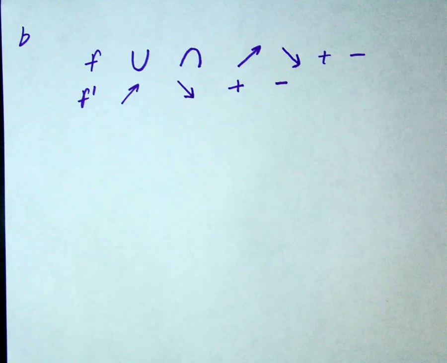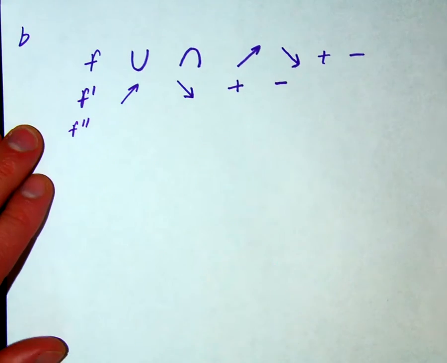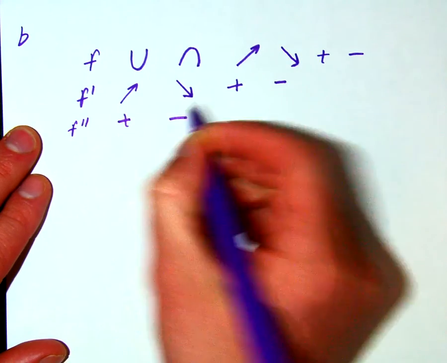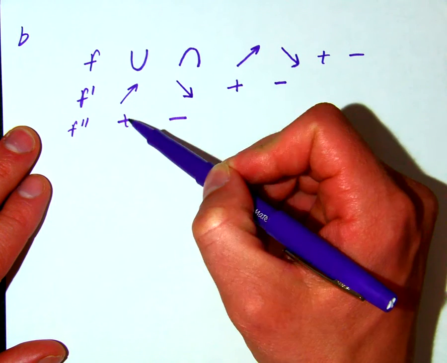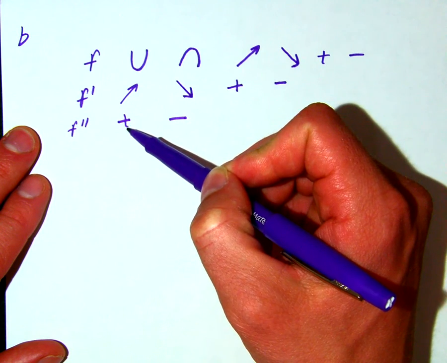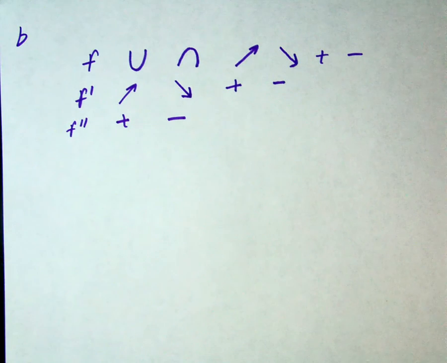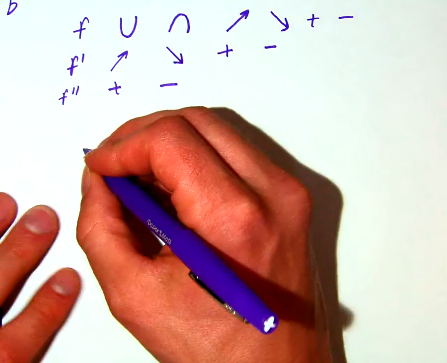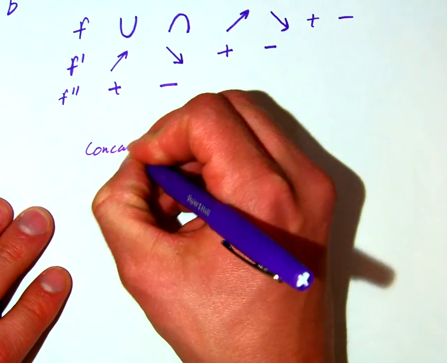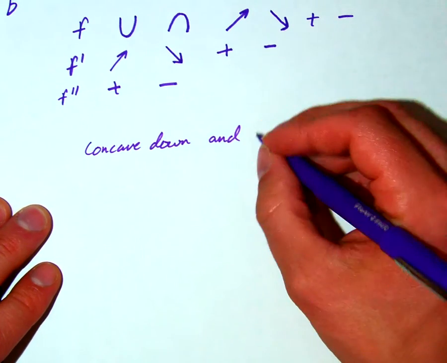This question also asks about concavity, so we're going to have to get the second derivative involved. When the graph of f is concave up, f prime will be increasing. The second derivative will be positive. On the other side, the second derivative will be negative. So this problem is asking for concave down and decreasing.